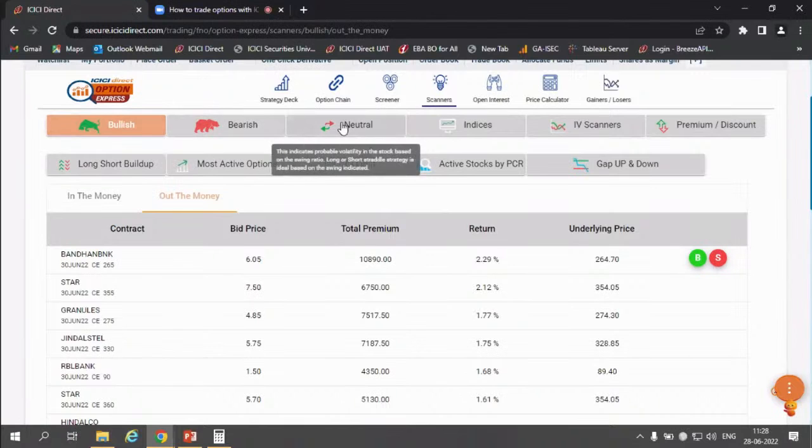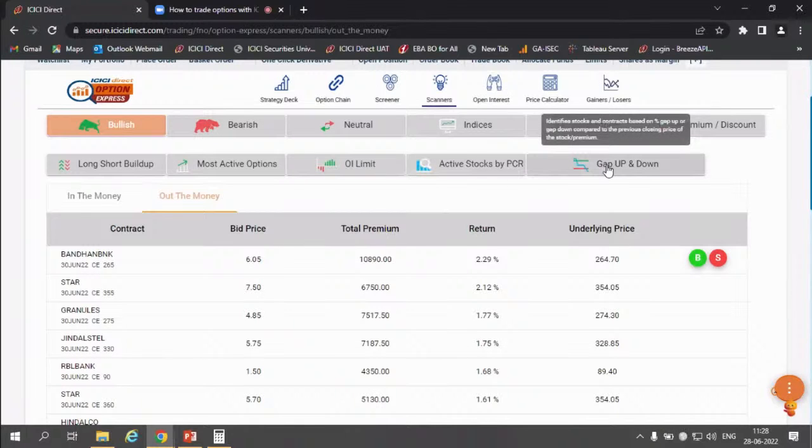Bullish, bearish, neutral, indices, IV scanners, premium discount, long short buildup of the futures, most active options, OI limit, active stocks by put call ratio. PCR is nothing but put call ratio, and it also gives you the information on what stocks have actually gapped up and gapped down from the previous closing price of the stock. So let's go one by one.